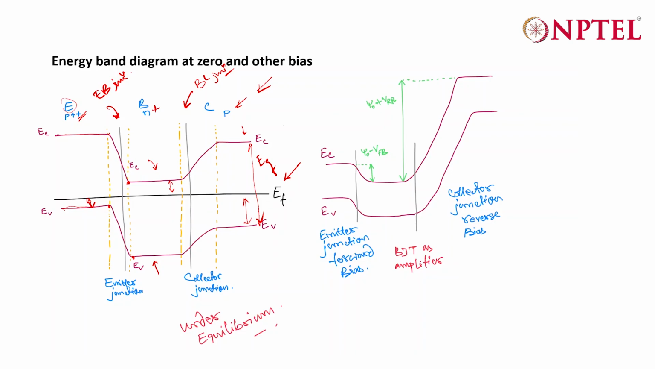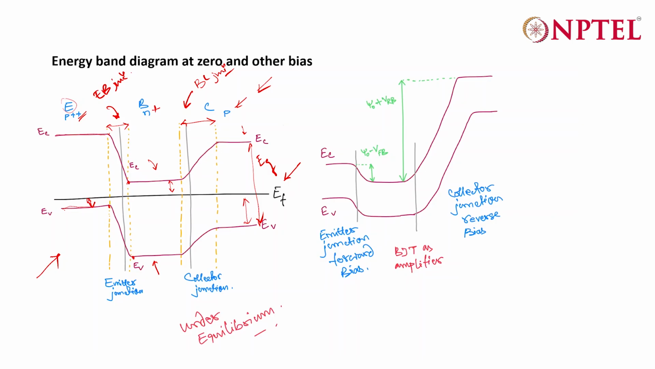Now we know that in the emitter junction, the depletion width would be less than that of the collector junction that we already have seen, and based on that, we'll get an energy band diagram which looks like this under equilibrium. In this case, we haven't applied any bias.